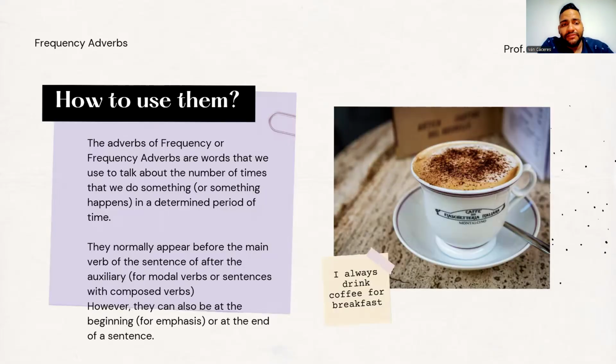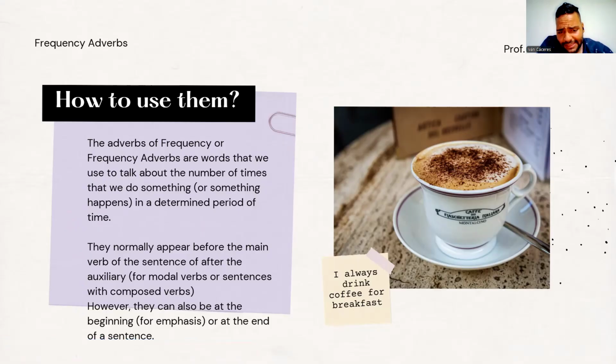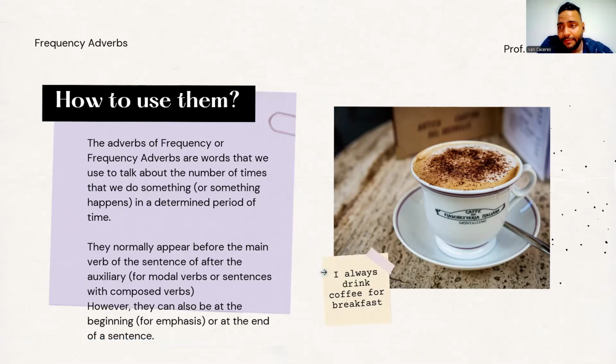Okay, so adverbs of frequency or frequency adverbs are words that we use to talk about the number of times that we do something or that something happens in a determined period of time. They normally appear before the main verb or after the auxiliary form of the verb in sentences with composed verbs. However, they can also be at the beginning for emphasis or at the end of a sentence. For example, I always drink coffee for breakfast. That indicates that this person drinks coffee every day, whenever they have breakfast.